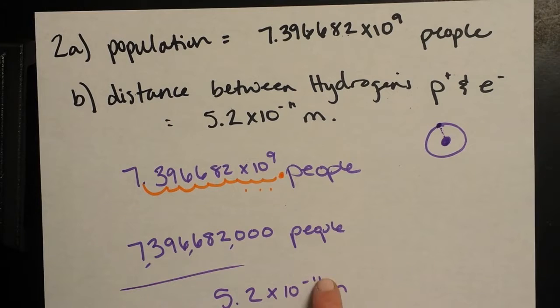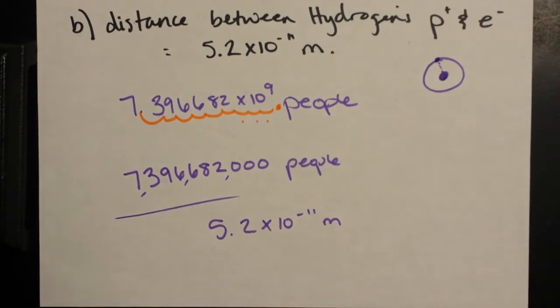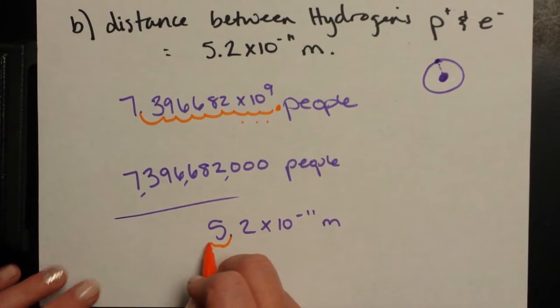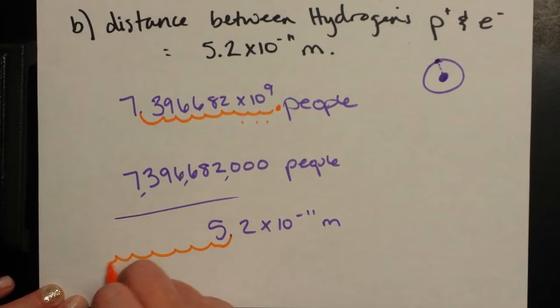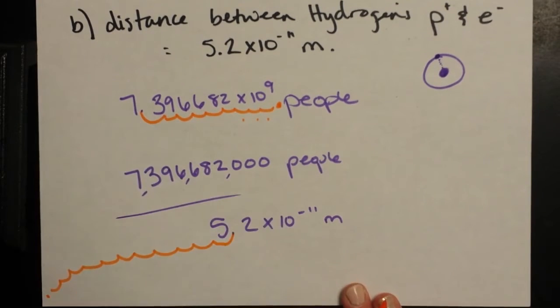And remember that negative 11 means that I'm going to move my decimal place to the left because I'm going to be dividing by 10 each of those times. So I'm going to move it 1, 2, 3, 4, 5, 6, 7, 8, 9, 10. Oh, I'm running out of spots. 11. And throw a decimal place down here.